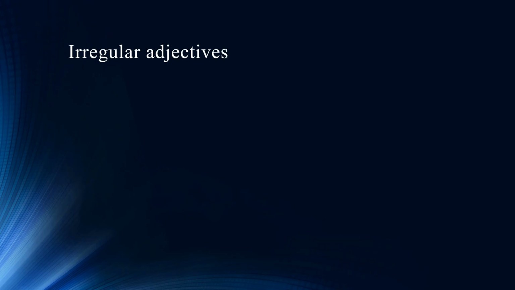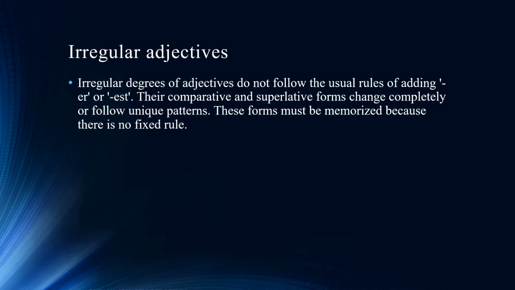What are irregular adjectives? Irregular degrees of adjectives do not follow the usual rules of adding er or est. Their comparative and superlative forms change completely or follow unique patterns. These forms must be memorized because there is no fixed rule. We have studied the short adjectives and long adjectives. In short and long adjectives, to some extent the words are similar.